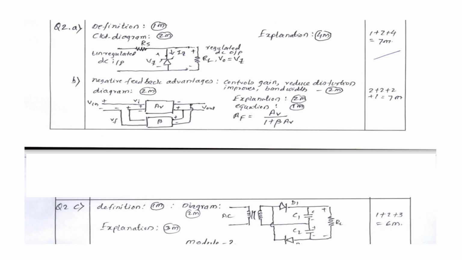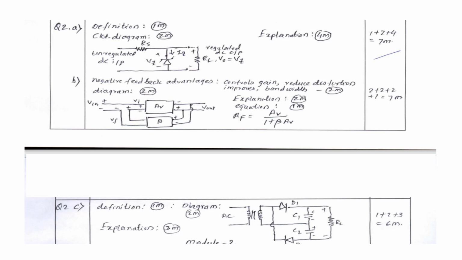Next, the 2A question is voltage regulator. The definition of voltage regulator will be 1 mark, and the circuit diagram for voltage regulator will carry 2 marks, and the explanation of how it is regulated, the complete explanation with the circuit, carries 4 marks. So totally it is 7 marks.